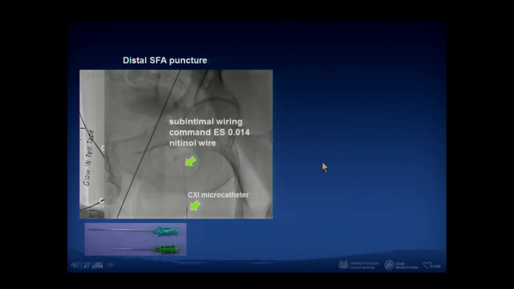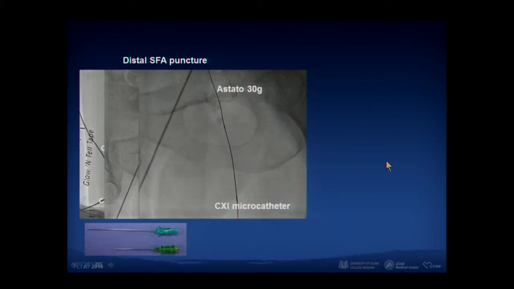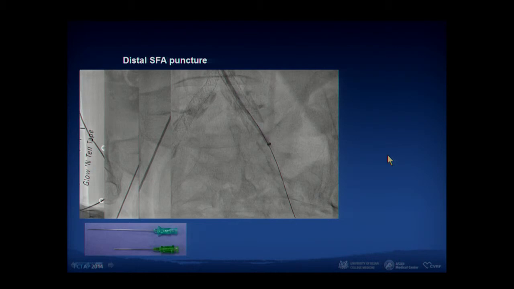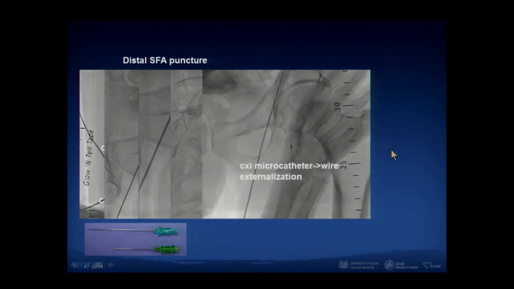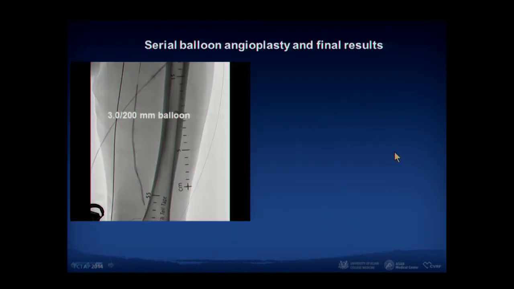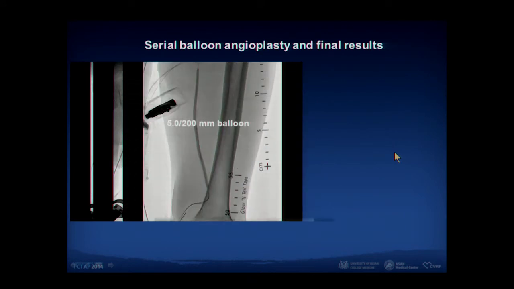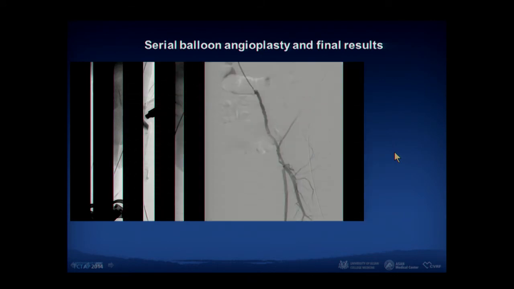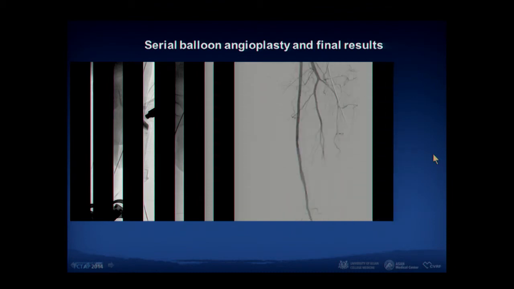So, subintimal space wiring, and the CXI catheter is also very useful in this kind of situation. The wire went up, finally using a stiff wire. So the wire was externalized, and then balloon. So we achieved a good result like this.